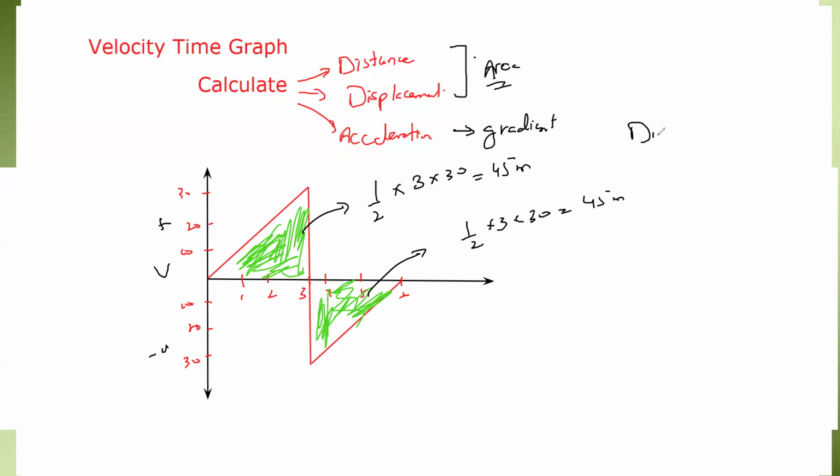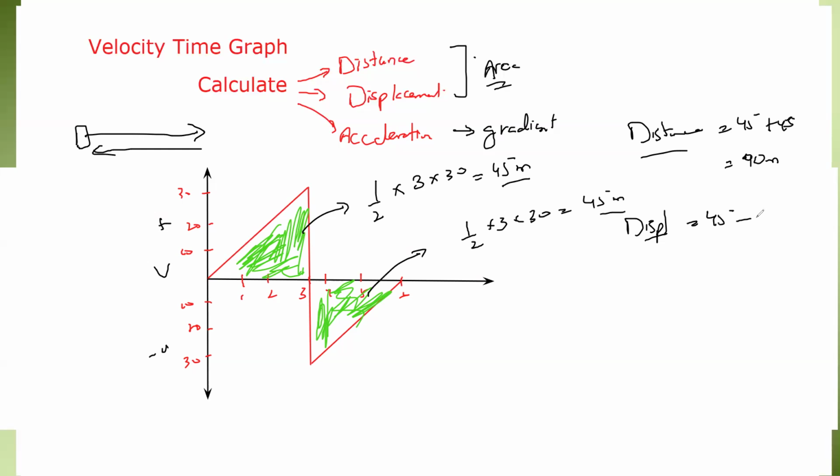If the question is, what is the distance traveled? The distance traveled will be 45 plus 45, which equals 90 meters. The distance traveled is 90 meters. But what about the displacement? Because the direction has changed, what does it mean? Say the object was at the origin, it starts to move with a certain velocity, and then the object changes direction. To work out the displacement, you have to subtract the two areas. So if the area of this was 45 and this 45, what is the total displacement? 45 minus 45, it's 0.